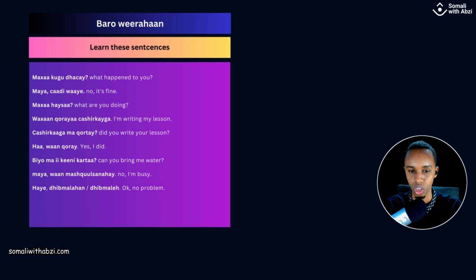like that. The next one is biyo ma ii keeni kartaa? That's a question. People would always go with biyo ii keen. Maya waa mashquulsanahay. You don't need even to say both. Just say maya, or just say waan mashquulsanahay. Mashquul in Somali, busy. Mashquulsanahay, I'm busy.